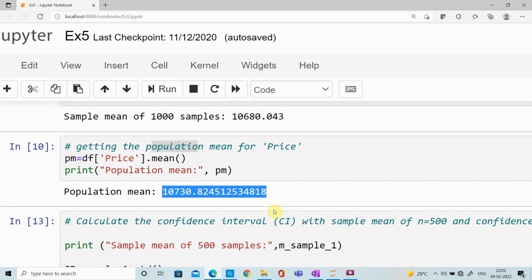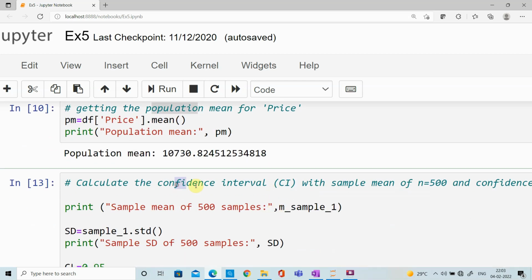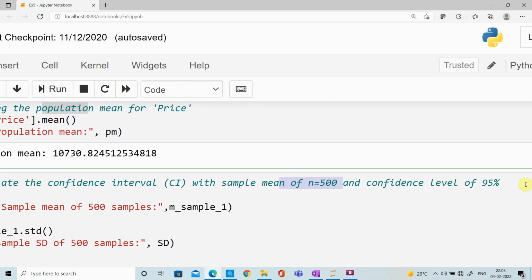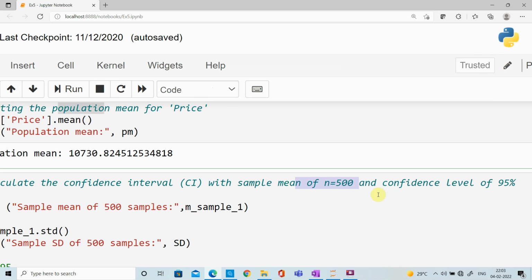And now the next thing is, once you have calculated your sample mean, you have to estimate your confidence interval, so that you can give the information that your population mean lies within the range of this confidence interval, based on your sample mean. So now we are going to calculate the confidence interval with the sample mean of 500 with the confidence level of 95%.